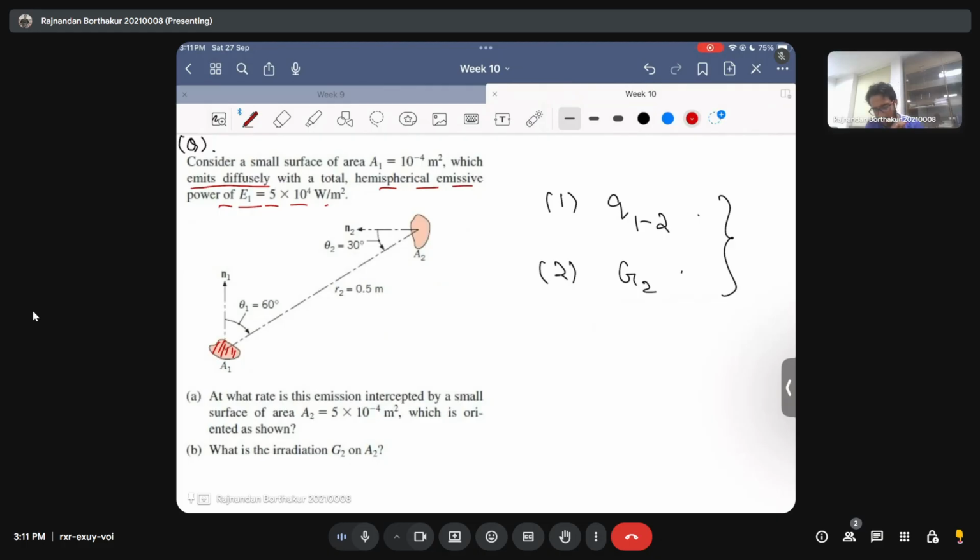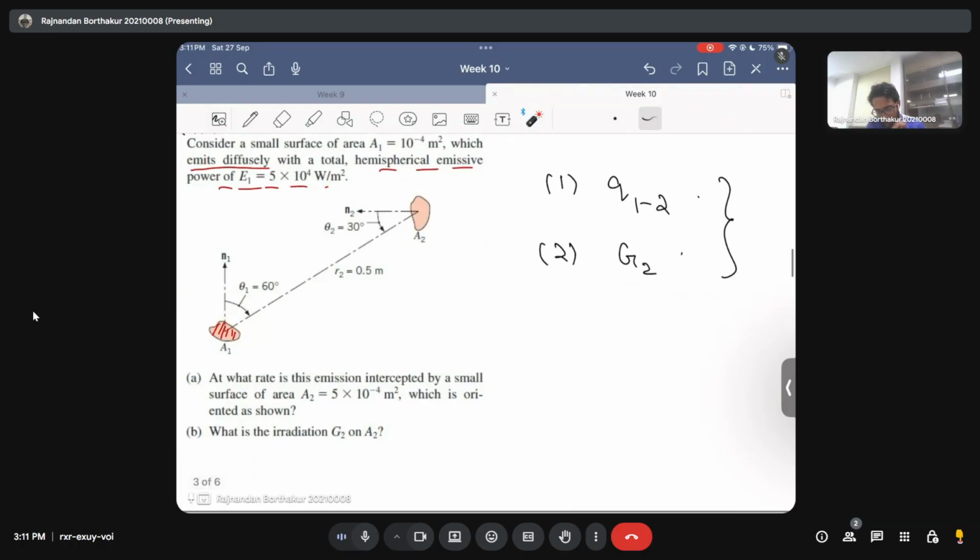Okay, and this is what the physical picture actually looks like. This is what the area A1 looks like, and it basically emits diffusively in all possible directions. Now, given this scenario, what they have said is that at what rate is this emission intercepted by a small surface A2, which is oriented as shown. So given that A1 emits diffusively in all possible directions, what the question wants us to evaluate is at what rate the emission that goes out of dA1 or A1, which is small, is intercepted by another small surface A2 of magnitude 5 into 10 to the power minus 4 meter square, oriented in this manner. Okay, and this is the first thing that we need to find.